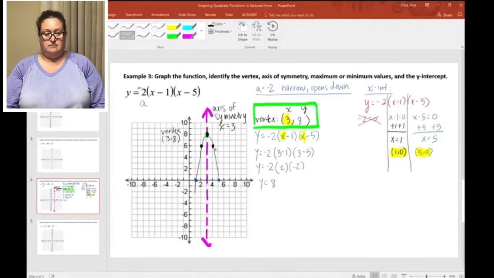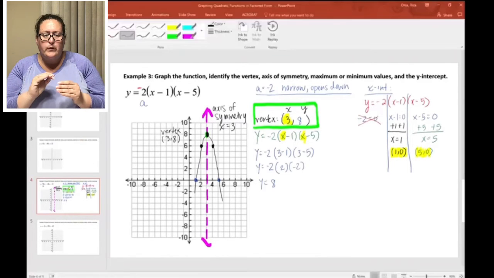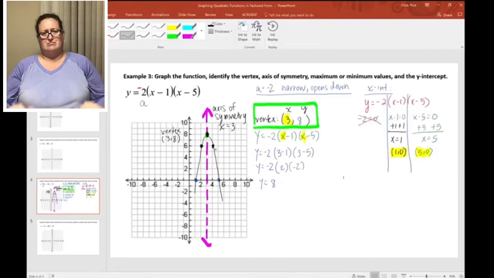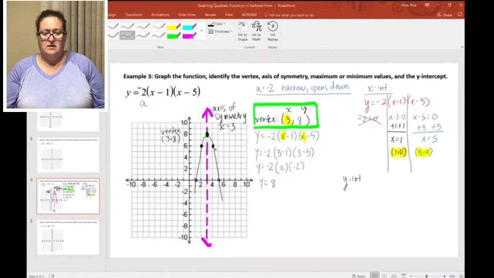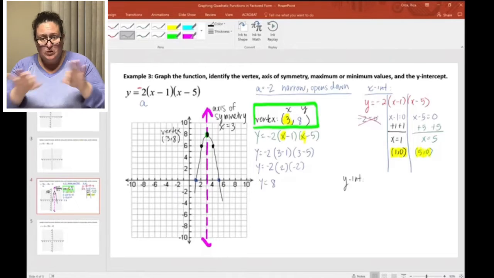And if you look at our graph, notice how there is no point on our y-axis. So we are going to have to find the y-intercept algebraically, which is no big deal. For the y-intercept, you're just going to take the numbers in your equation and just multiply them together.